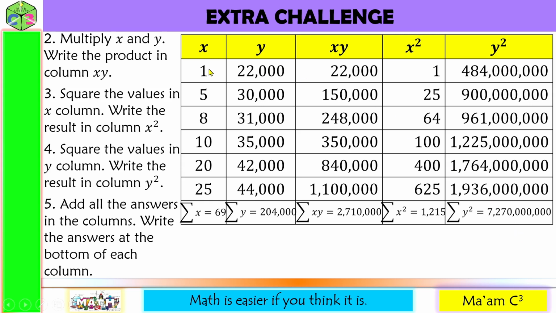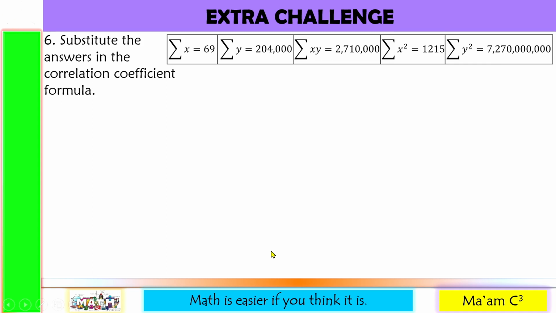By the way, let us count how many pairs we have here. We have 1, 2, 3, 4, 5, 6. So our n later is equal to 6. Step 6. Substitute the answers in the correlation coefficient formula.